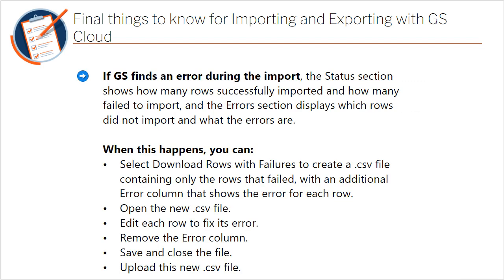If GS finds an error during the import, the status section shows how many rows successfully imported and how many failed to import, and the Errors section displays which rows did not import and what the errors are. When this happens, you can select Download Rows with Failures to create a CSV file containing only the rows that failed, with an additional error column that shows the error for each row. Open the new CSV file. Edit each row to fix its error. Remove the error column. Save and close the file. Upload this new CSV file.